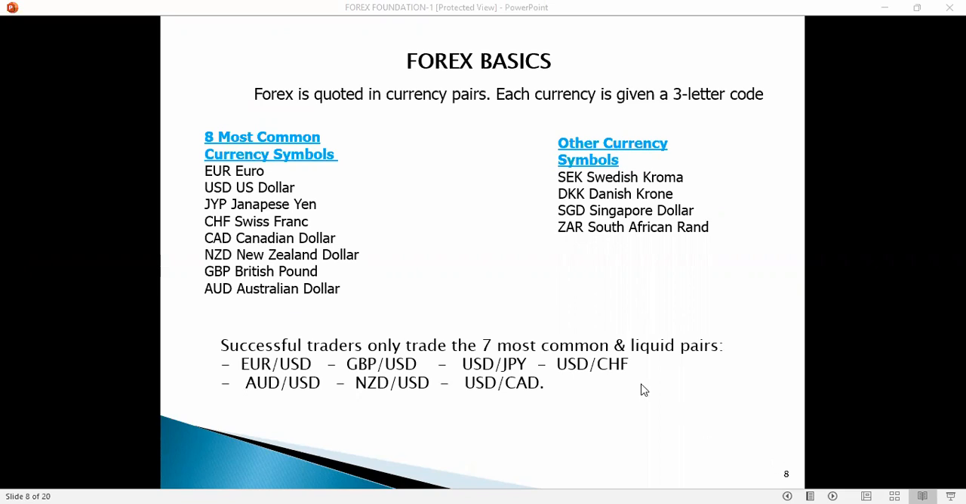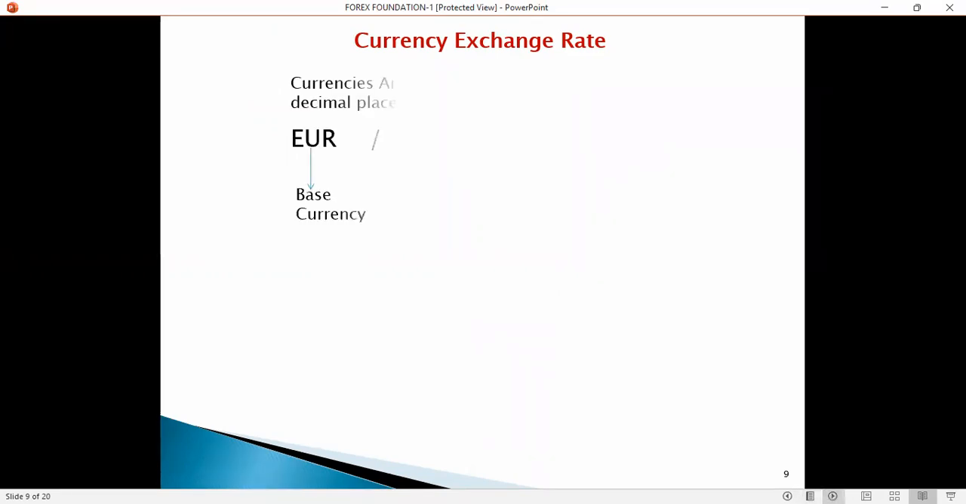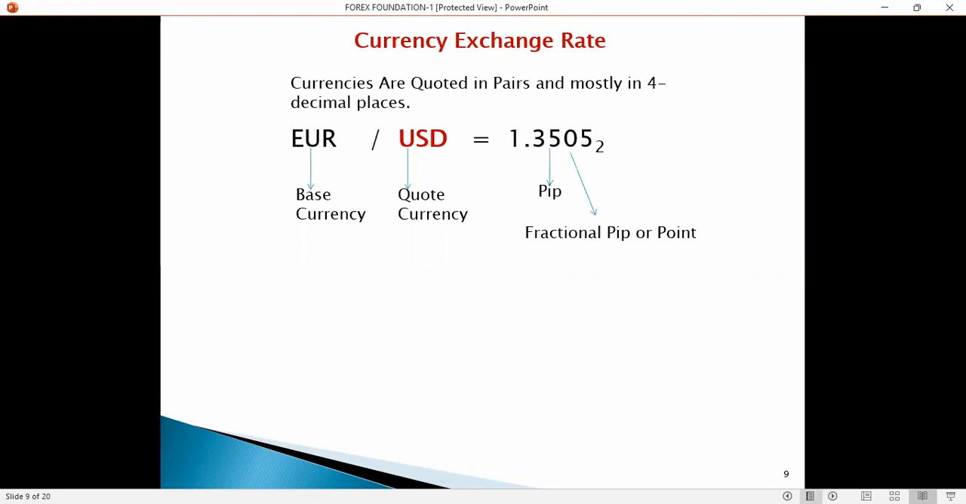All right. So let's go further, guys. So let's talk about currency exchange rates. This is another interesting part of the trading, guys. Currencies are quoted in pairs and mostly in 4 decimal places. They are quoted in pairs and mostly in 4 decimal places. Now, this is another thing for a lot of people. Most of the newbies right in the house, please, you need to learn this.